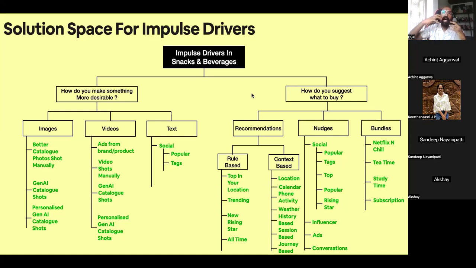One, how do you visually represent that product, or how do you show it to that user, making it desirable? That which you cannot see, smell, etc., you cannot drive desire. So how do I make snacks more desirable? And if you think about it, there are a couple of ways. You can use images, you can use videos, you can use text, all to amplify the desire behind a particular product.